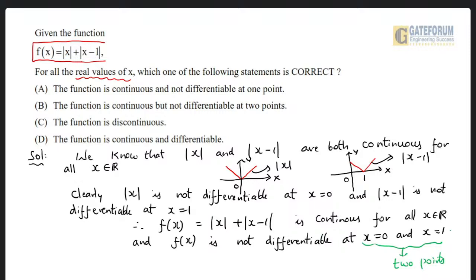So this one, and this is already continuous. Which of these options? The function is continuous at every real number but not differentiable at 2 points. So accordingly, the option is B. This is the end of the question.